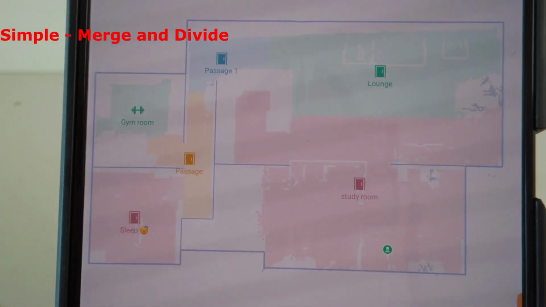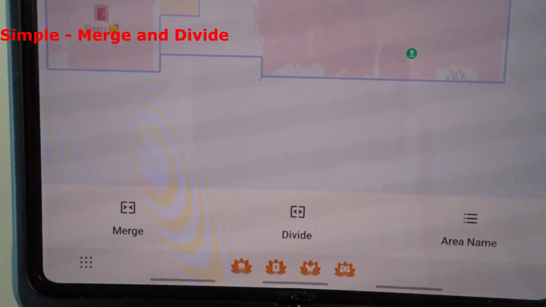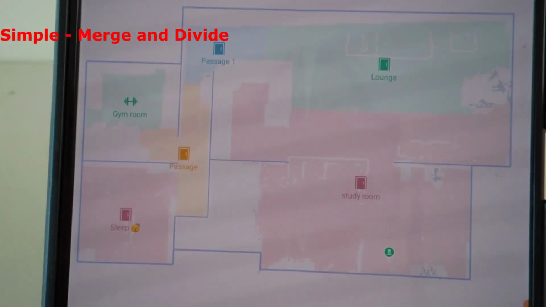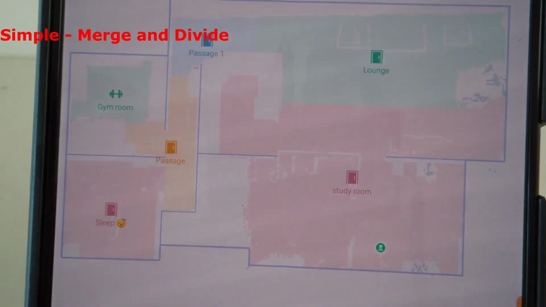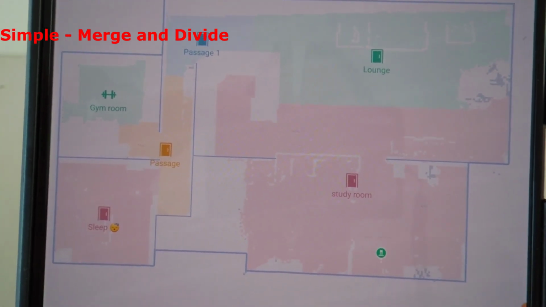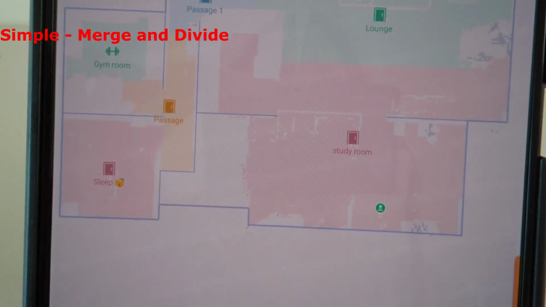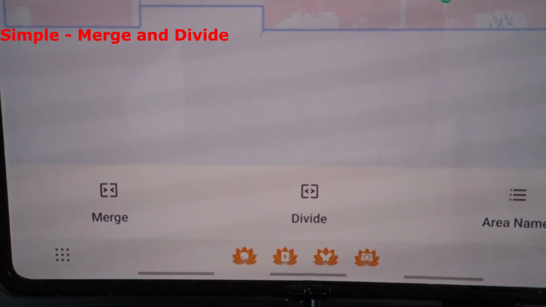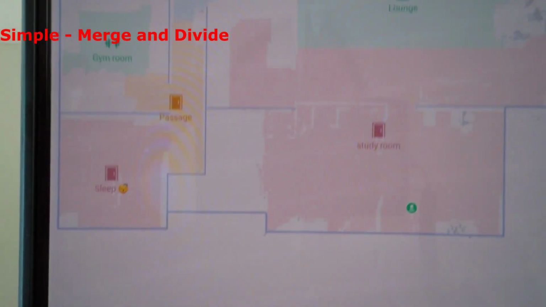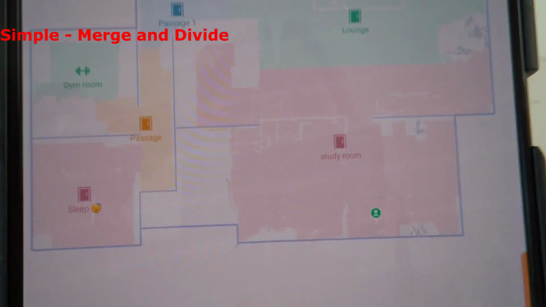So if you've got multiple maps, sometimes you'll see that these areas are grayed out if the map is not in use and if you've been using another map which has been stored in this app. But that's something I've explained in detail in the multiple maps section. So for this full house mapping, we've got the merge and divide which is enabled. In this case, it's just one map.